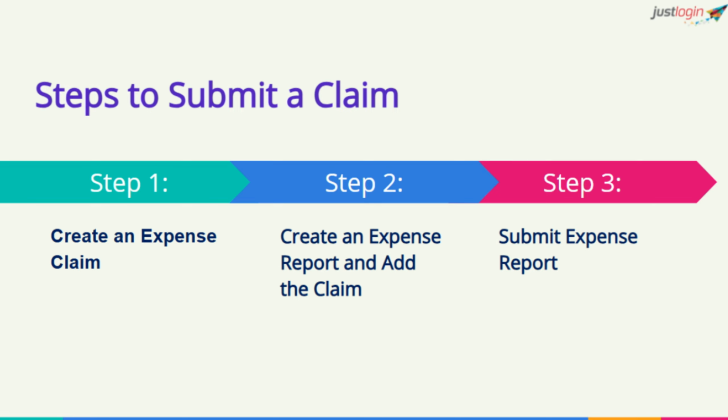Step 2 is to create an expense report and add the claim to it. In this step, you'll set the business purpose and the date coverage of the report. Once the report is ready, you need to add the expense claim you created in Step 1. Step 3 is to submit the expense report. This final step officially submits your claim.